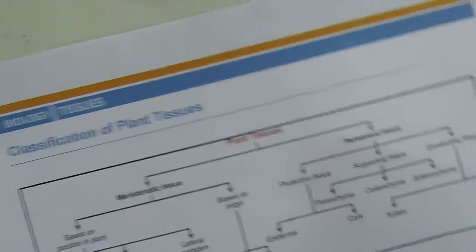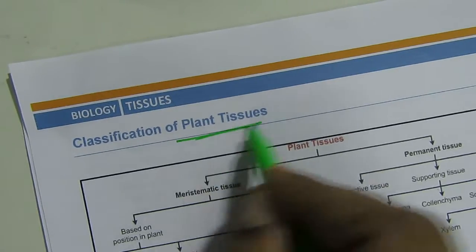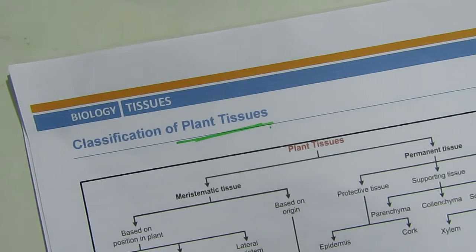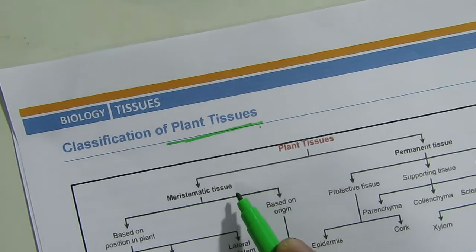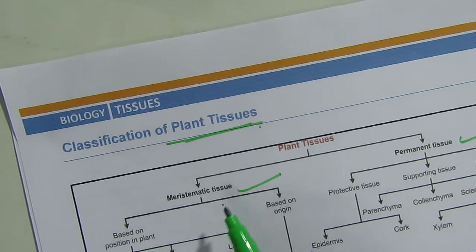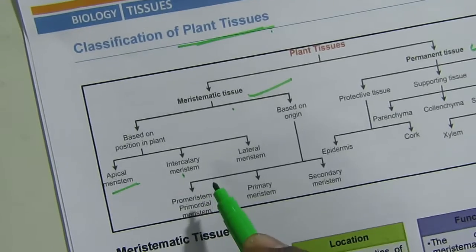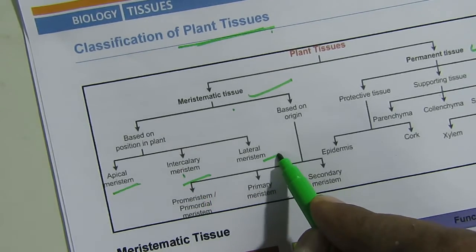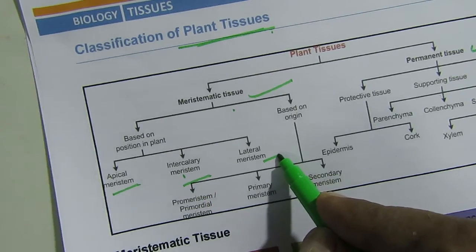Now let us see the classification of plant tissues. This is very easy, please must read the book. So what we learned earlier: meristematic tissue and permanent tissue. Meristematic tissue, we discussed three types are there: apical meristem, intercalary and lateral. These three types of tissues we discussed.